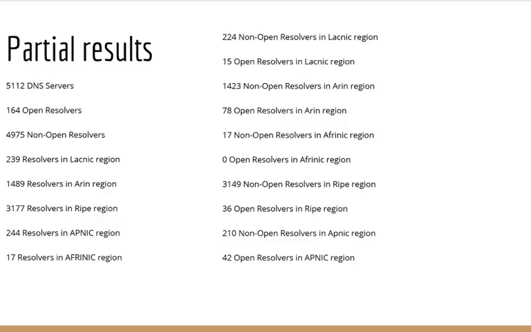We found about 5,000 DNS servers in IPv6. For me, it was a shock to see that Matt Larson showed a smaller number. He showed something like 3,000. We found more than 5,000. And you can see how many are non-resolvers. Some of them are open resolvers. Let's talk about the ARIN region. What is the ARIN region?